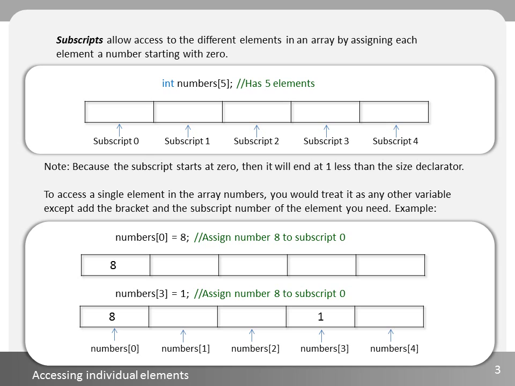In the declaration of an array, the number inside the brackets is called the size declarator. If we have an array called numbers with a size declarator of 5, that means that the array numbers has 5 elements. Each element can be accessed by using their subscript, an assigned number.